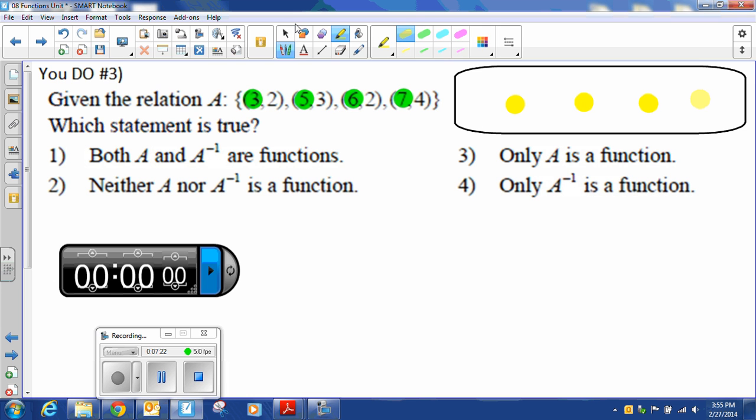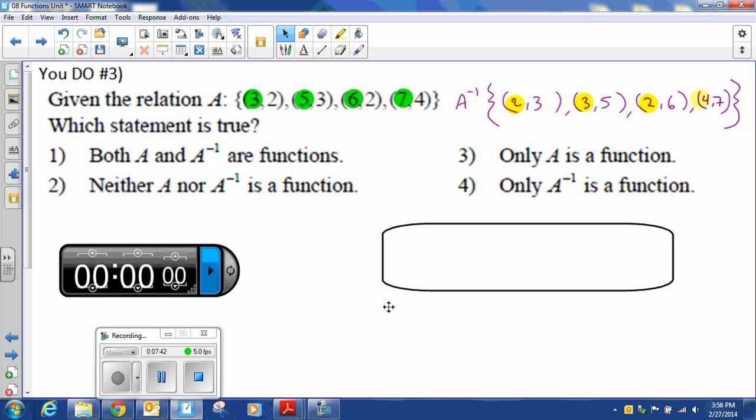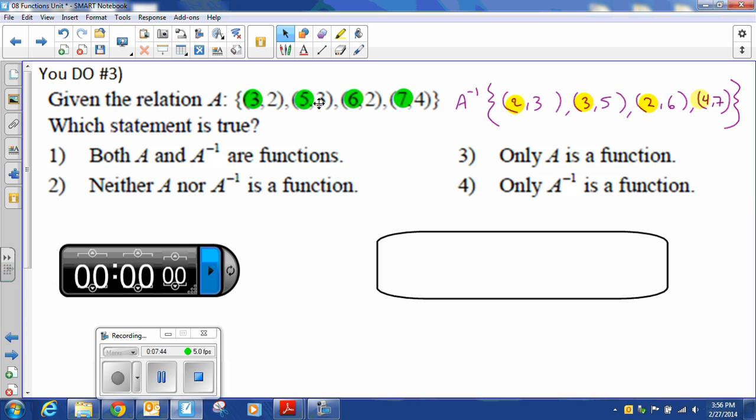Over here, given the relation A, here are all the ordered pairs. Remember, a relation is a set of ordered pairs. Which statement is true? Both A and inverse A are functions. Now, what is inverse of A? Well, we should go ahead and figure that out. And here it is. Inverse A is basically all these ordered pairs flipped. So here's A and here's inverse A.